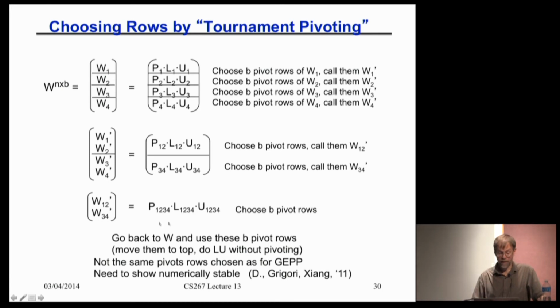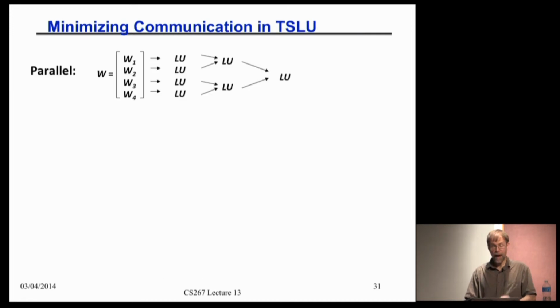This does not pick the same rows as Gaussian elimination with partial pivoting. It picks different rows. So we need a new theorem that says they're numerically stable, and I'll let you read that paper if you like. Okay, so let me now, in one cartoon, tell you what I've done. I've basically called MPI reduce, and my reduction operation is LU decomposition. That's all I'm doing, a reduction. I take a matrix from one child, a matrix from the other child, do LU, pass it up, do LU, pass it up. So that's the parallel algorithm I just showed you.